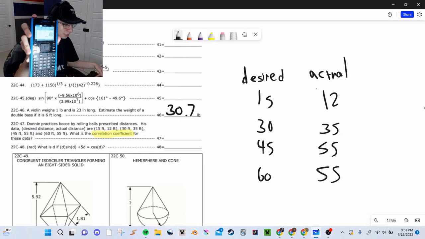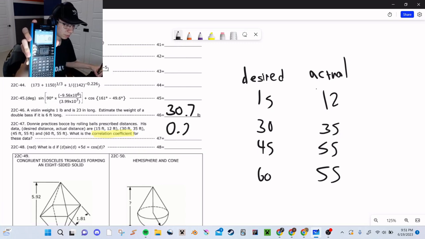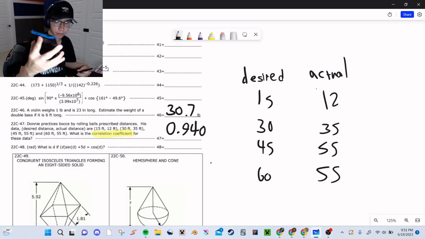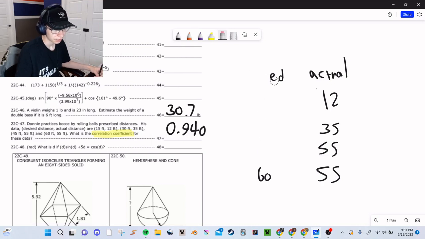And what we get for that is 0.940. About 0.940. So that's our answer.